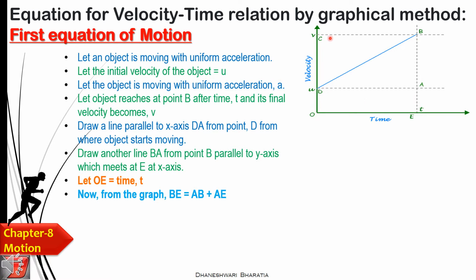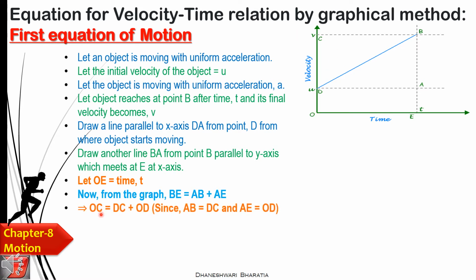Here, what is OC? It is the final velocity V. So here also BE will become V, final velocity. So what is the value of AE? U. And what is BE? It is going to be V, right?